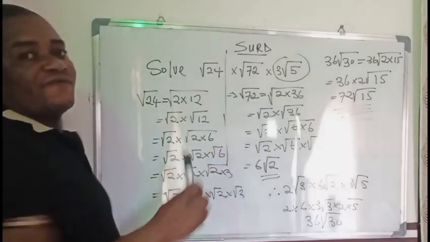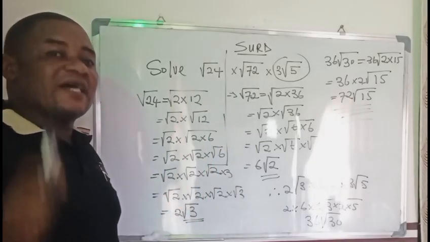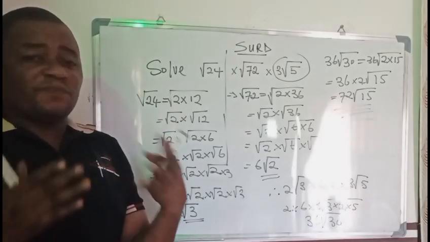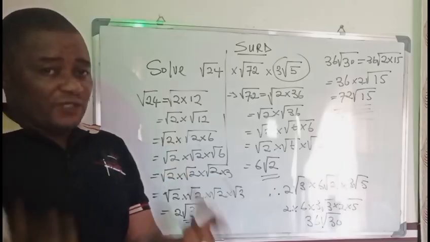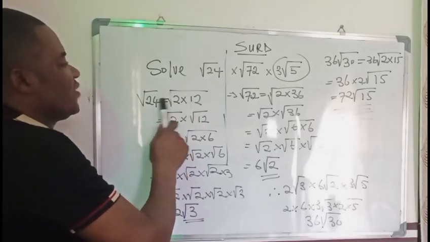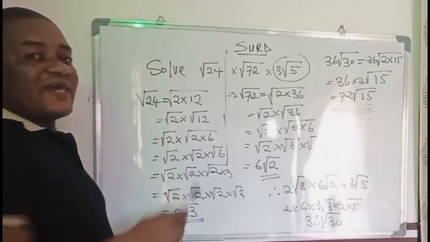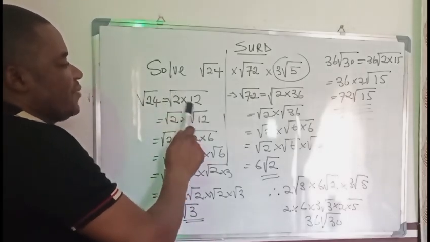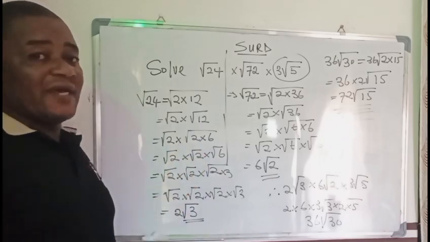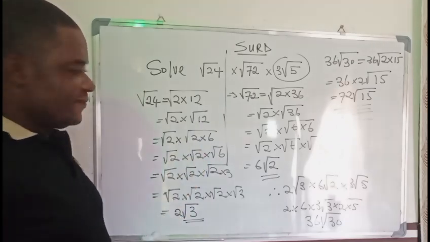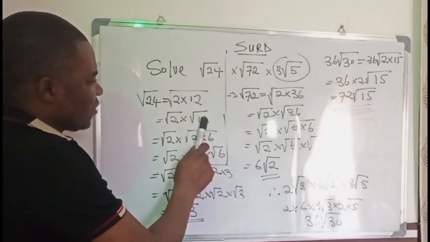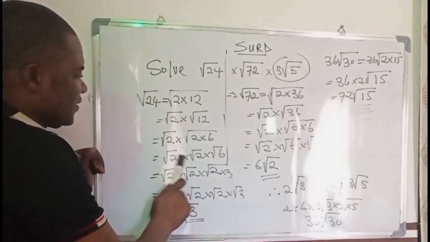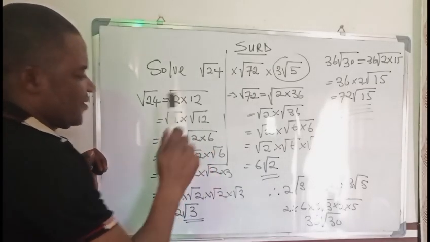And here we want to solve SURD 24 following the rules of SURD I have given you earlier. So SURD 24, you look for numbers that can multiply by another to give you what? 24. And we said 2 times 12 will give us 24. Following the first rule of SURDs, we have this. This means SURD 2 times SURD 12. So 12 can still be multiplied. 2 times 6 is 12. So we do it. So we have SURD 2. 2 times 6 is 12. So we bring them out of the general SURD. We now have SURD 2 times SURD 2 times SURD 6.